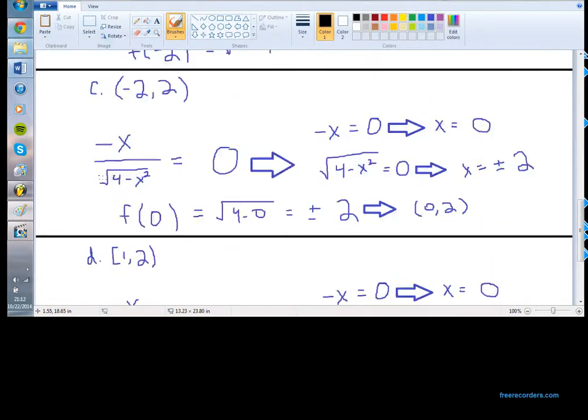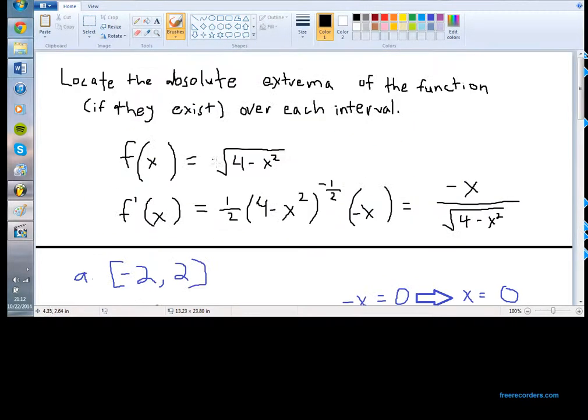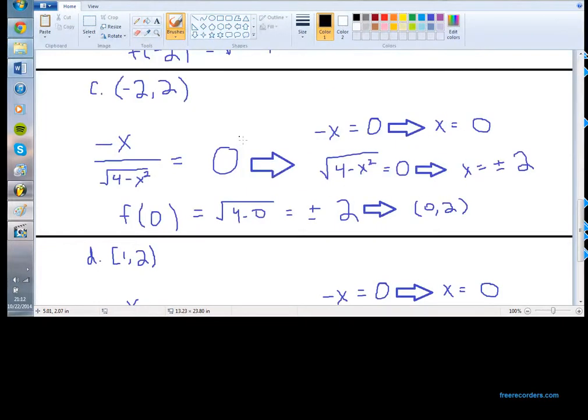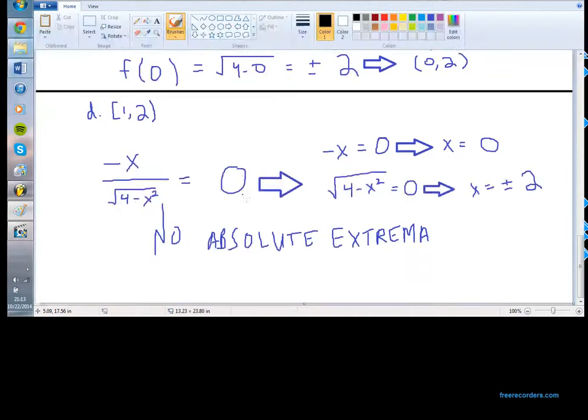Okay, the third interval is negative 2, 2, and that's open on both sides. You set the derivative equal to 0 again, find the x values, and then substitute 0 into the original function, root 4 minus x squared. You get plus or minus 2 again, and it can't be negative 2. So there's only one absolute extremum on this interval because it's an open interval, and that's at 0, 2, an absolute maximum.